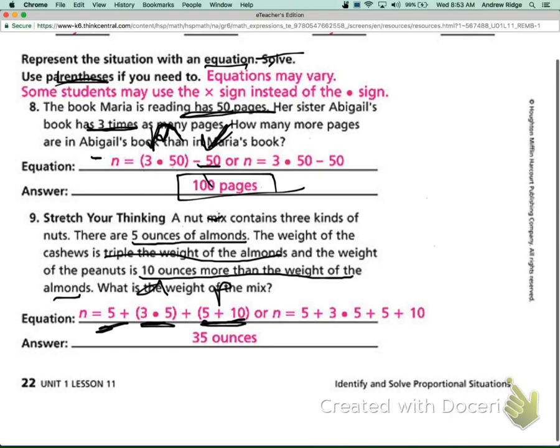Right? So it's 5 plus 3 times 5 plus 5 plus 10, which ironically end up being about the same thing, because this is 15 and this is 15. Right? So that ends up being 35 ounces. Because 15 plus 15 is 30, and 5 plus 30 equals 35. And we're done.